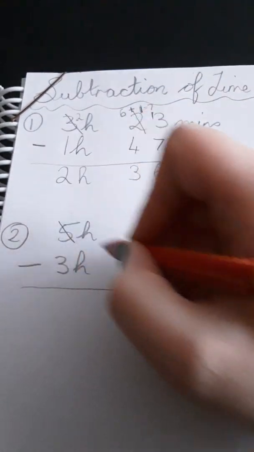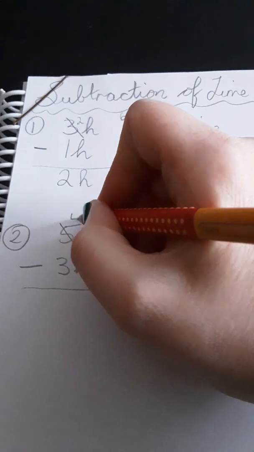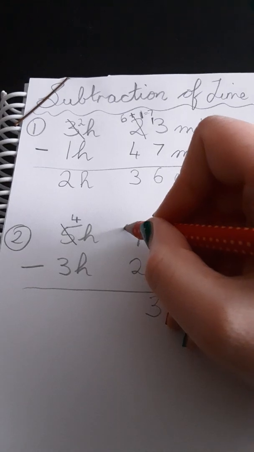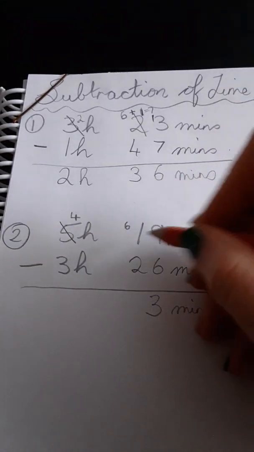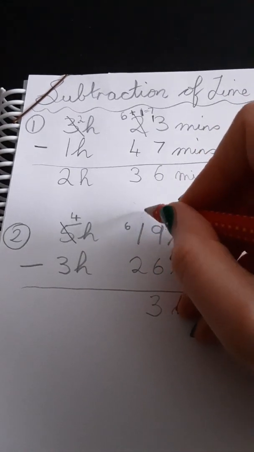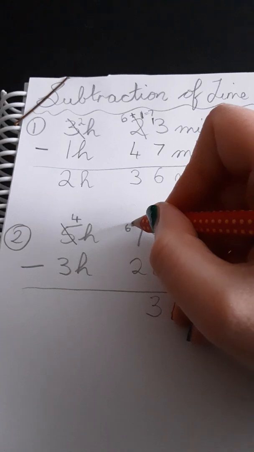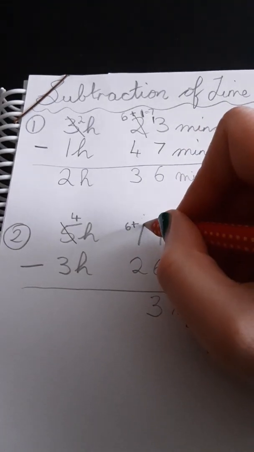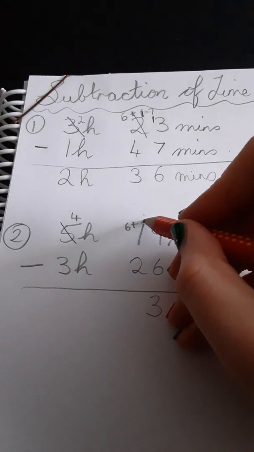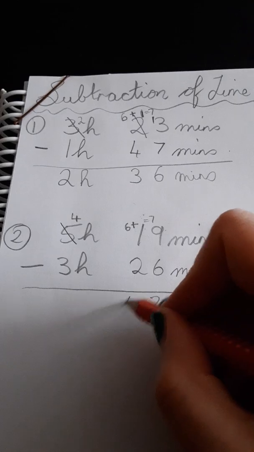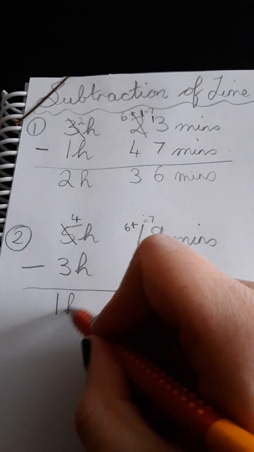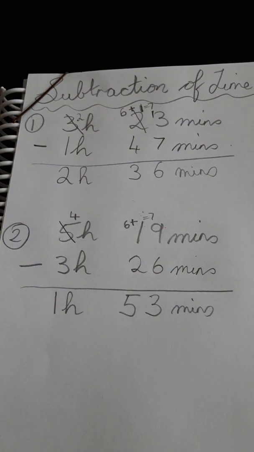So that if you're taking an hour away to bring it over here, 5 becomes 4, go back 1. And then you take the hour over, and because you're going into this side, which is the minute side, it becomes a 60. So it's a 6 because it's in this column, the tens and the units. So it's 6 plus 1, 60 plus 10 because it's in the tens column. 6 plus 1 is 7. Minus 2 is 5. 4 minus 3 is 1. So your answer is 1 hour and 53 minutes.